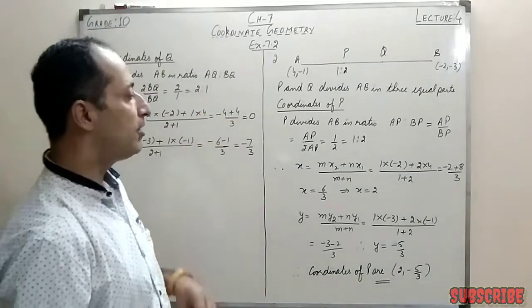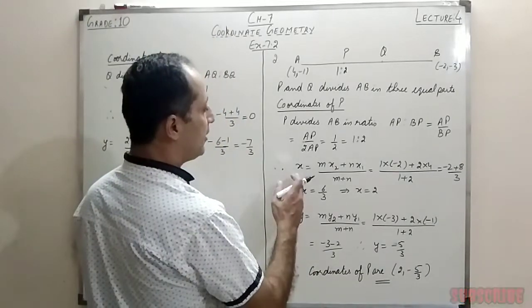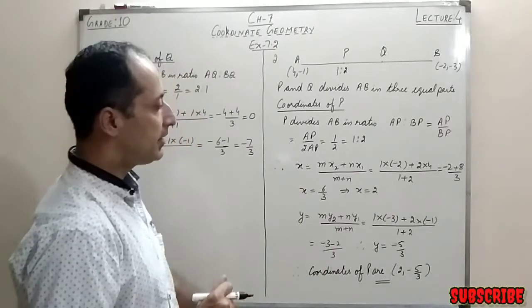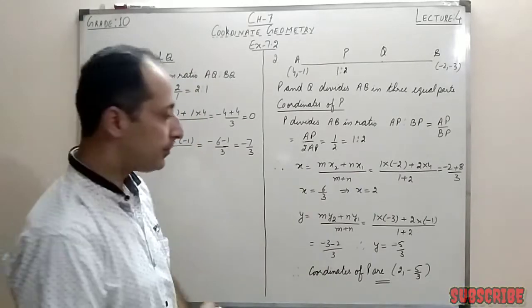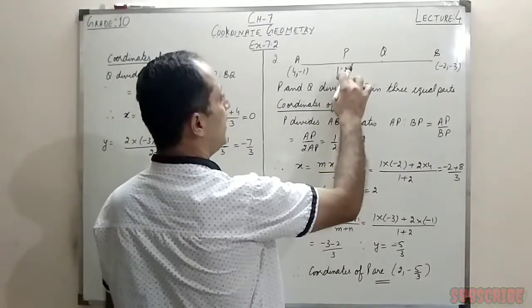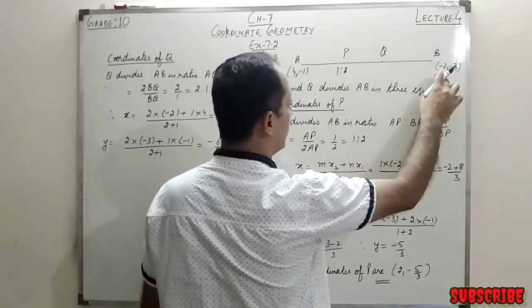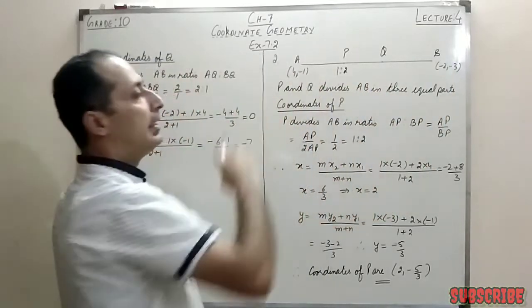Now let's find the coordinates of P. We have the relation x equals (mx2 plus nx1) upon (m plus n). Now this is P, this one gets multiplied this side and this 2 gets multiplied on this side.